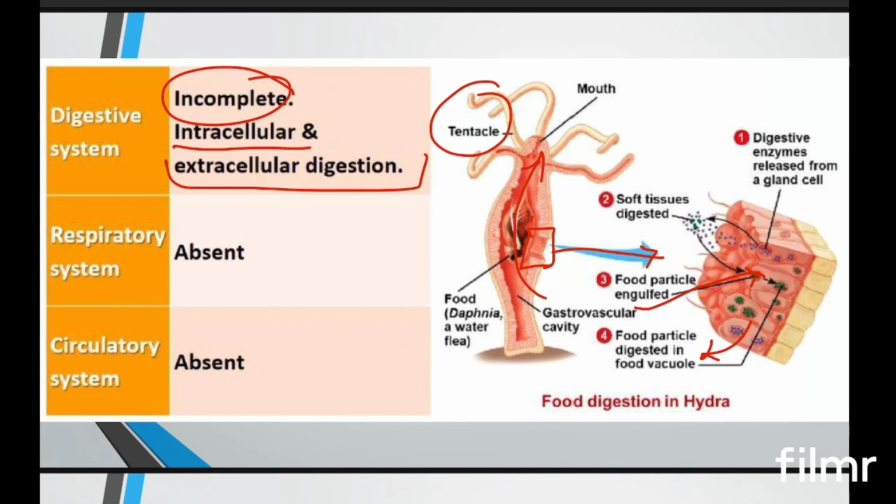So you can see that it is having intracellular or sometimes extracellular digestion also, and it is having an incomplete digestive system because only one opening is there. What about the respiratory system? There is no respiratory system present here, and the circulatory system is also absent.